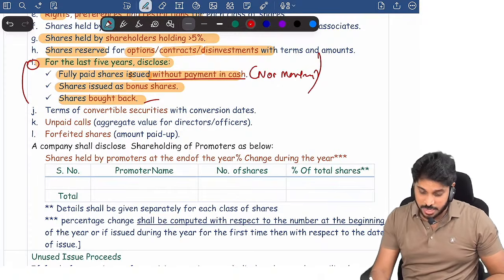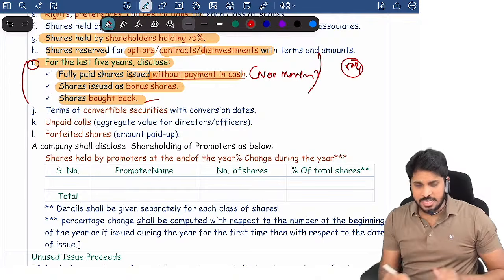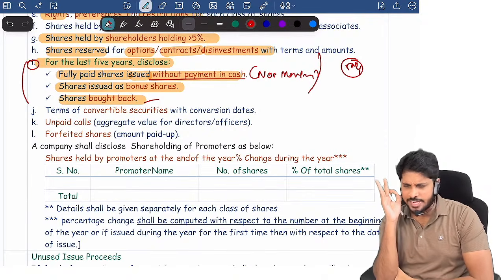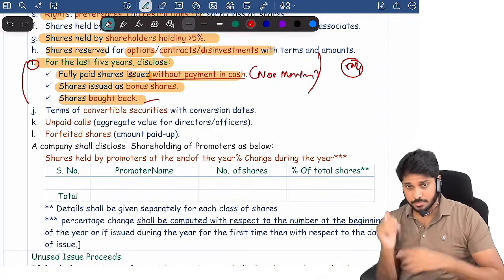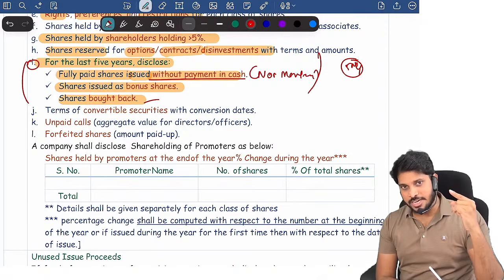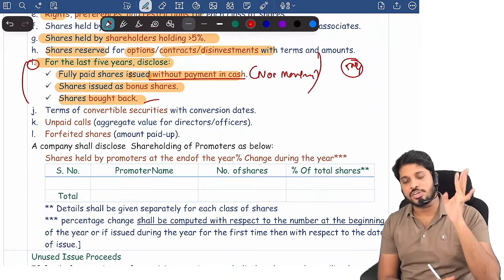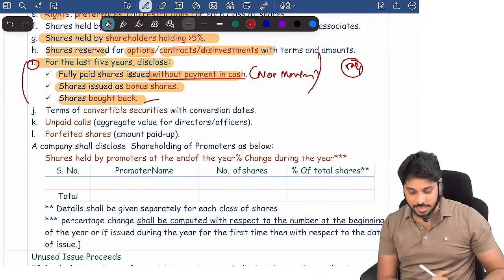Sometimes in the exam they may ask you about shareholders' share-related information for the last 5 years that has to be given by the company. What is that? Shares issued for non-monetary consideration in the last 5 years, shares bought back in the last 5 years, bonus shares issued in the last 5 years. The company has to give that disclosure.